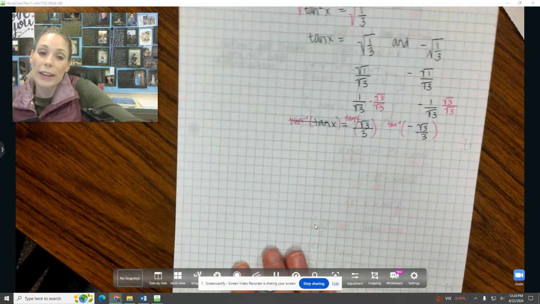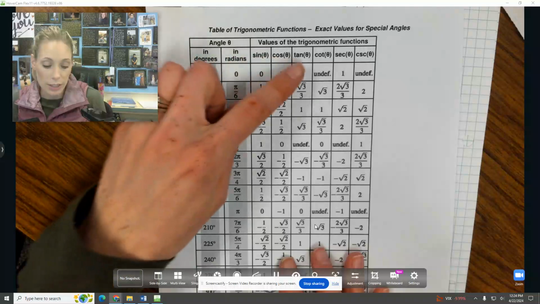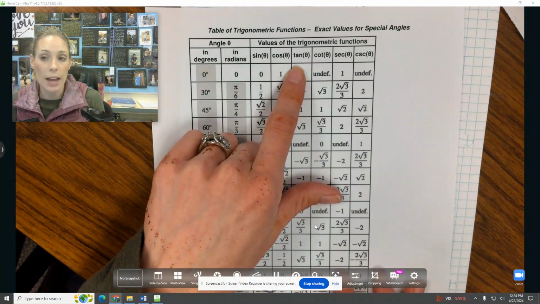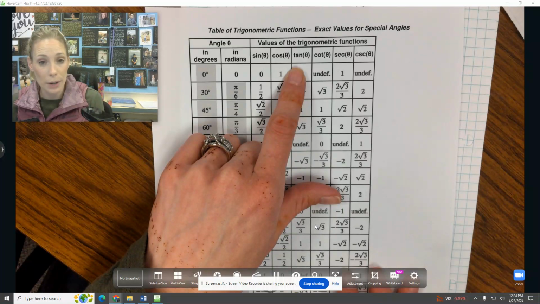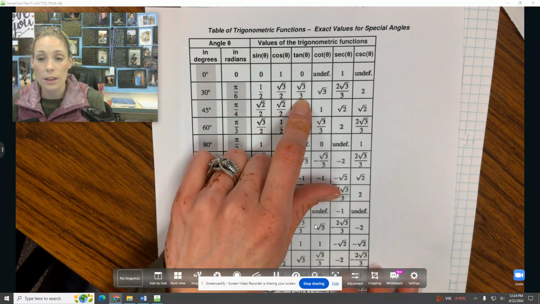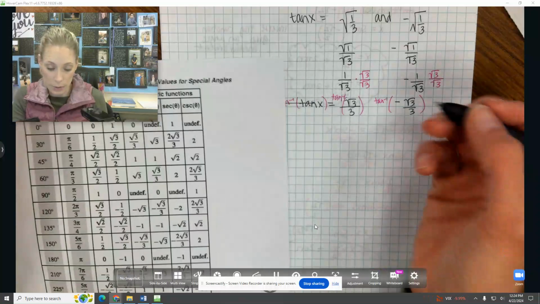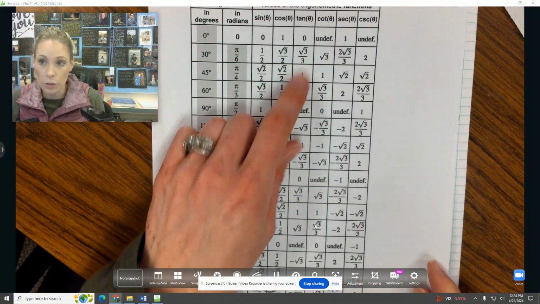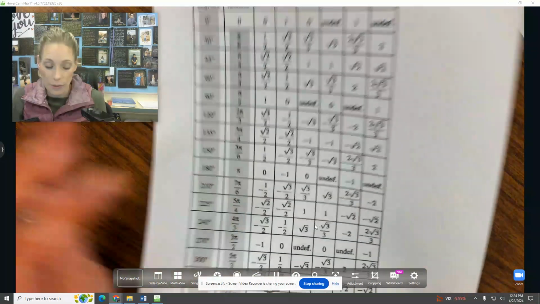So we're going to take our handy dandy little cheat sheet here, and we're going to go to the tangent column, and we are going to look for any time we see a root 3 over 3 positive or negative, and we're going to write our answers in radians. The first time I see it is right here. So that's going to be x equals pi over 6. You notice I'm in that tangent column. Then I see 5 pi over 6.